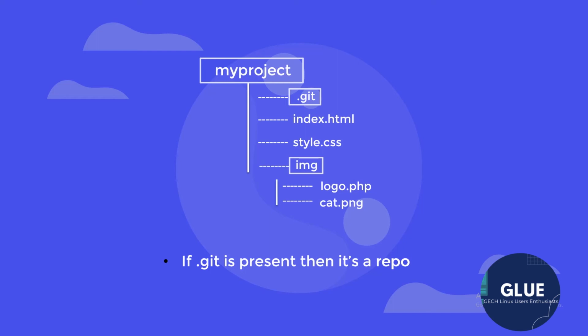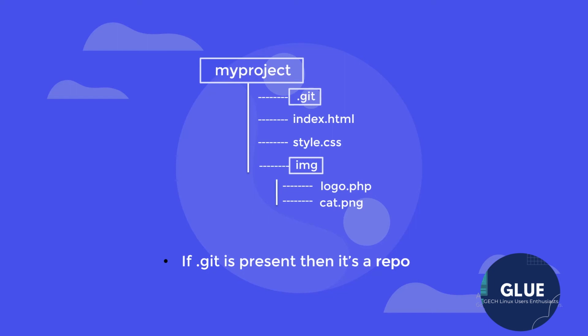Along with it, we have a subdirectory named .git, which says my project is a repository, which is at root level, and so it tracks the progress of the subfolders and files that are in the folder my project. Here, if we place the .git in the image folder that contains the logo.php and cat.png, it only tracks the progress of the files that reside within the image folder and not the files in the my project folder.